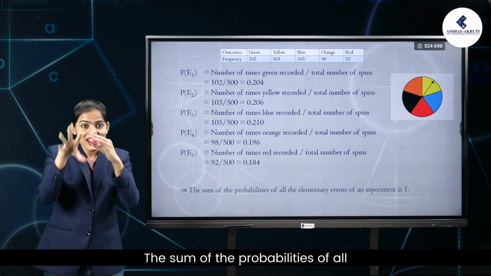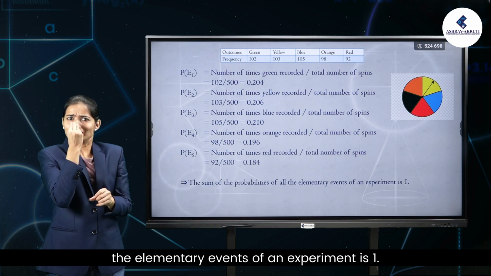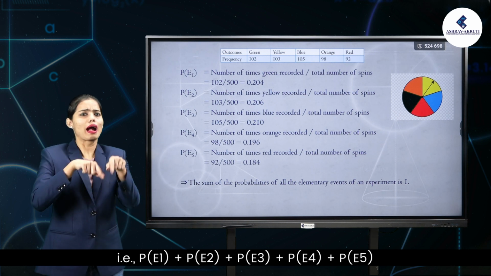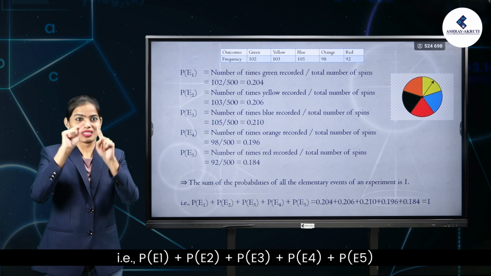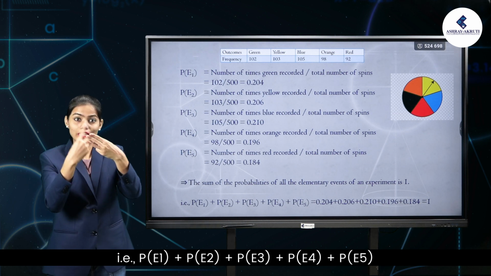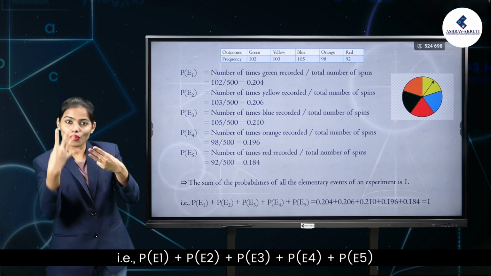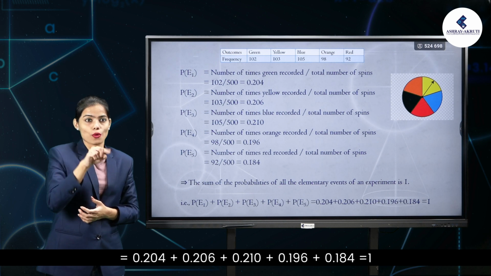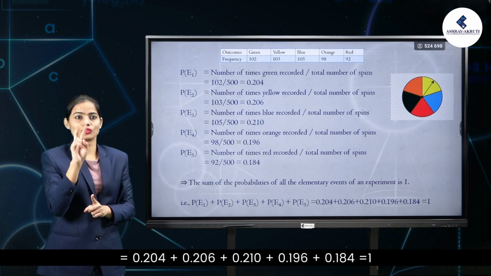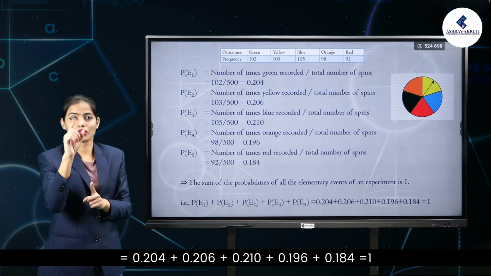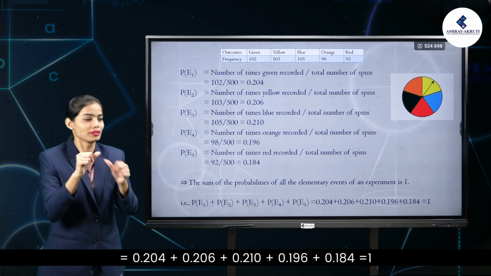The sum of the probabilities of all the elementary events of an experiment is 1. That is, P(E1) + P(E2) + P(E3) + P(E4) + P(E5) = 0.204 + 0.206 + 0.210 + 0.196 + 0.184 = 1.